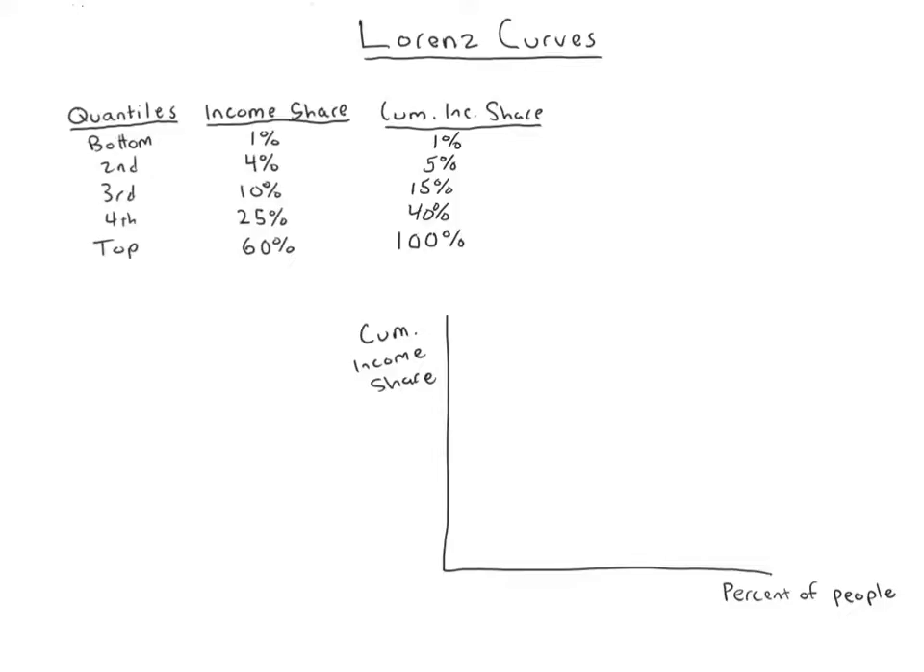So we'll go ahead and plot these cumulative income shares. 0% of the population has 0% of the income, so your first point will always be here at the origin in the bottom left.